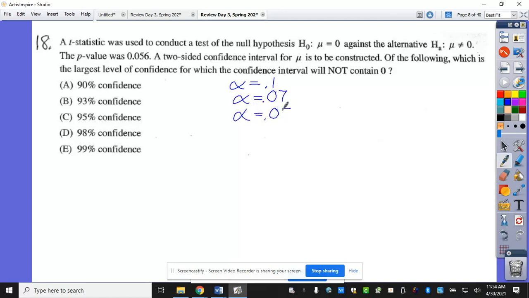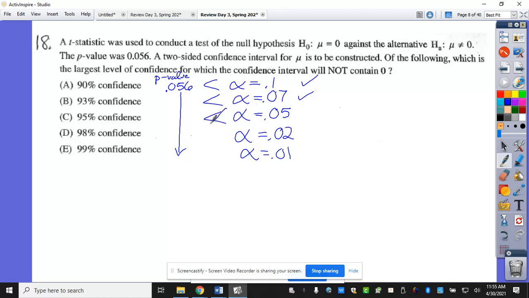This is the part that I think most of you would have the issue with, is just this piece right here. We have one p-value, which was what? 0.056. Is it C? And we want to know the one that will not contain 0, which means reject. So, do we reject here? Yeah. Do we reject here? Yeah. No. So these two would reject. So which of these confidence intervals is the largest that would reject?